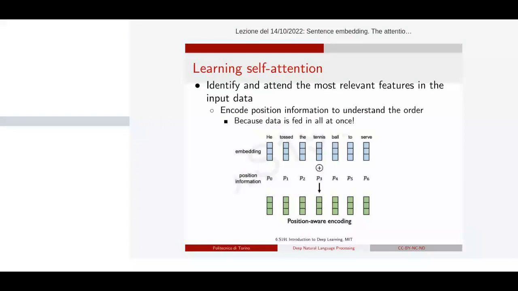So we have a sequence of words, and these are the corresponding word embeddings. We have the positions of the words here. We want to get a position-aware encoding, which combines the original word embedding and the position encoding. So we add position information in order to take into account also the natural order of the words in the sequence.